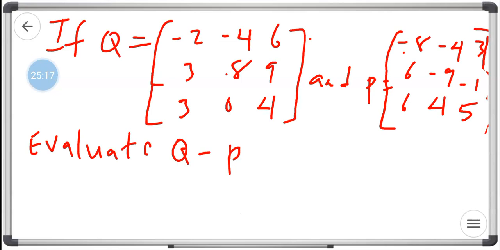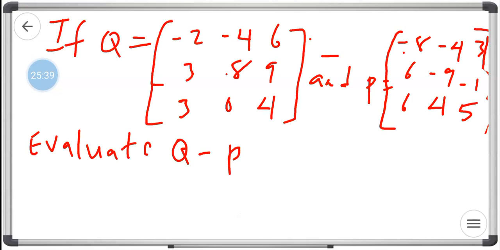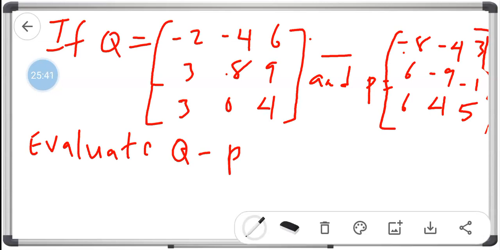Now you can see that matrix Q and matrix P are in the same order. We have 3 rows and 3 columns. Now to evaluate that, it means we have to subtract. So quickly, let's solve that. Let me just put my subtraction here.